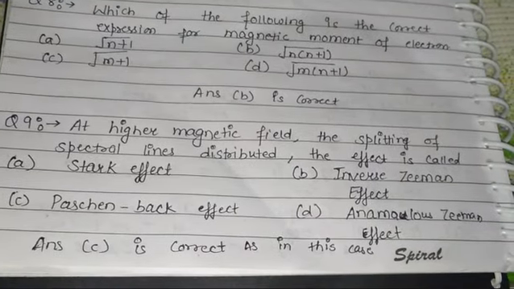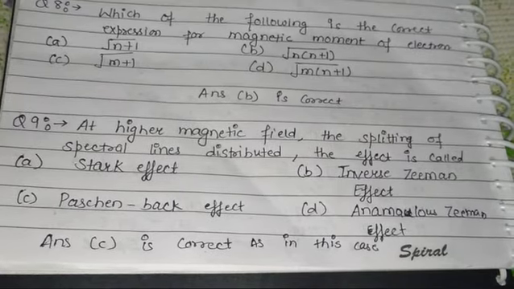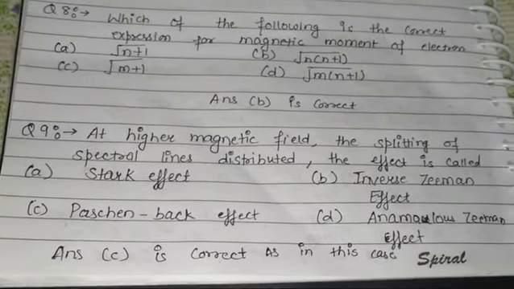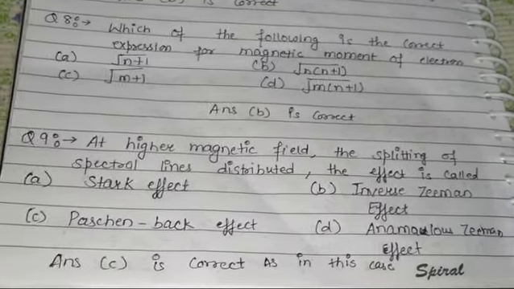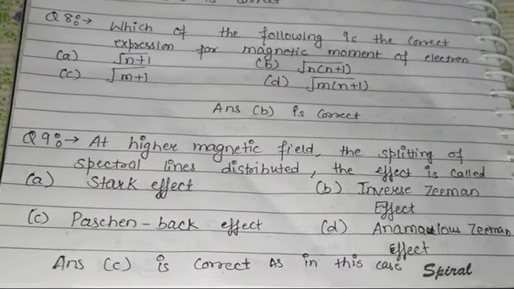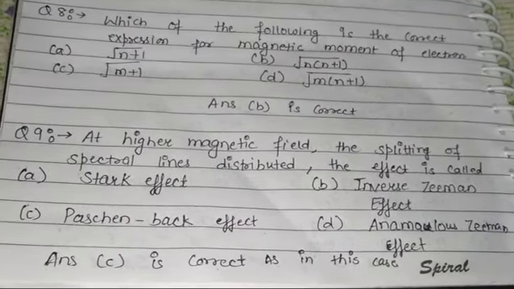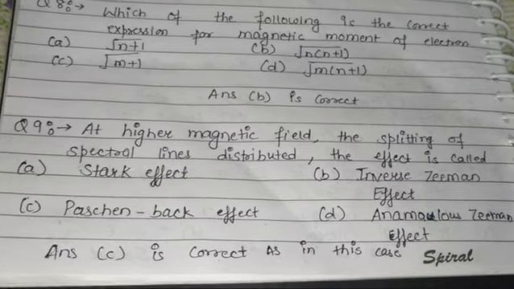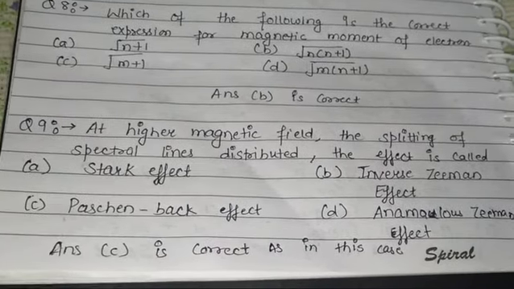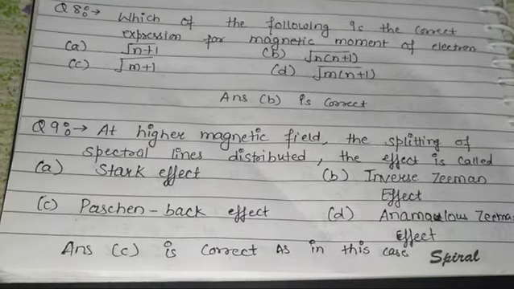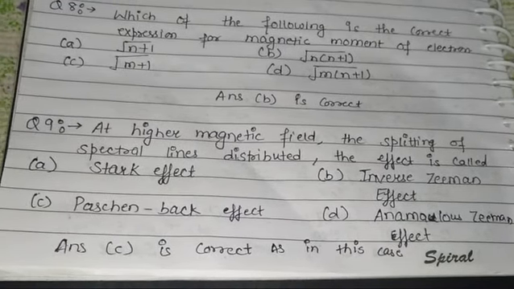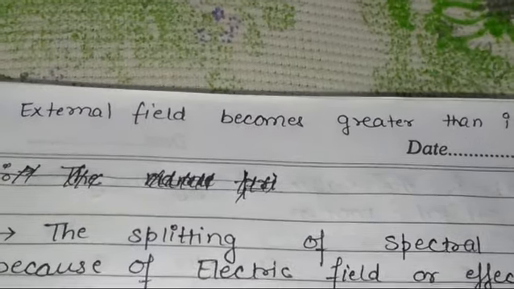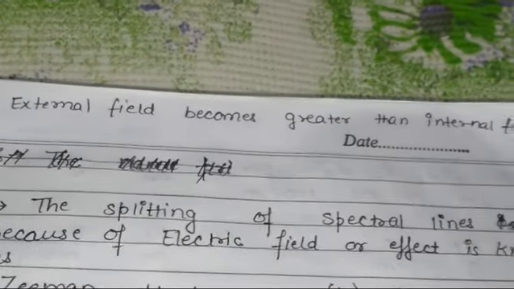Question 9: at higher magnetic field the splitting of spectral lines is disturbed. While disturbing, the effect is A. Stark effect, B. Inverse Zeeman effect, C. Paschen-Back effect, D. Anomalous Zeeman effect. So here answer C is the correct answer. It is the Paschen-Back effect, as lines are disturbed in this case. Why are the lines disturbed? Here lines are disturbed because the external field in this case becomes greater than the internal field.